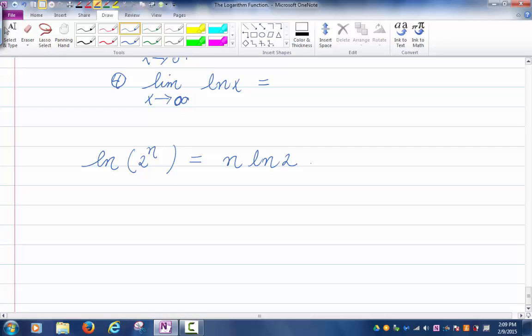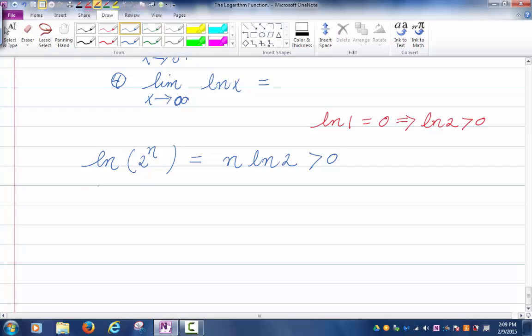Is ln of 2 positive or negative? What is ln of 1? Ln of 1 is 0. Now, because I know that the function is increasing, ln of 2 would be bigger than 0, right? Ln of 1 is 0, but the function is increasing, so ln of 2 must be bigger than 0. So I know that this is bigger than 0.